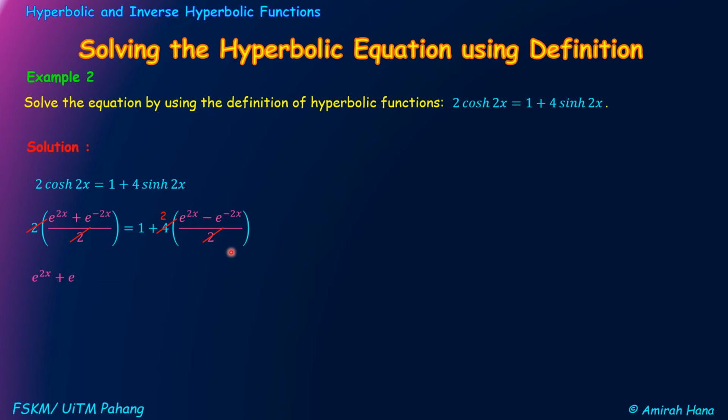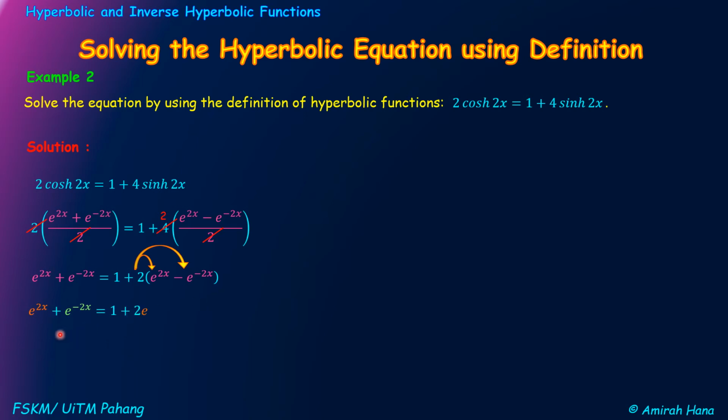So from here, we have e to the power of 2x plus e to the power of negative 2x, no more over 2, equals 1 plus, after we simplify, 2 times the bracket e to the power of 2x minus e to the power of negative 2x, no more over 2, because we have simplified. And then we need to expand to eliminate the bracket.